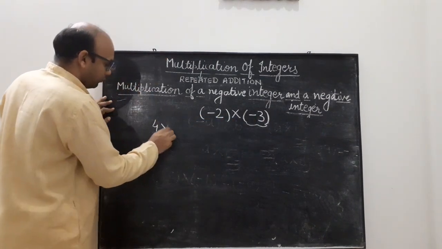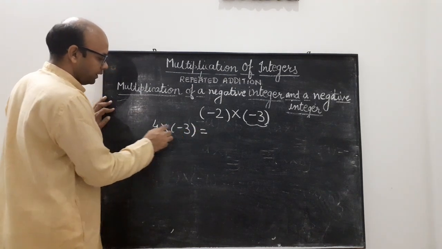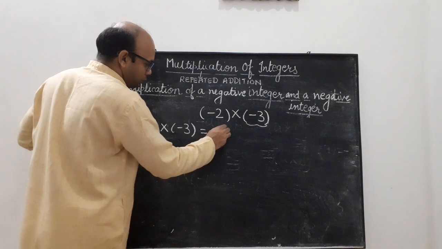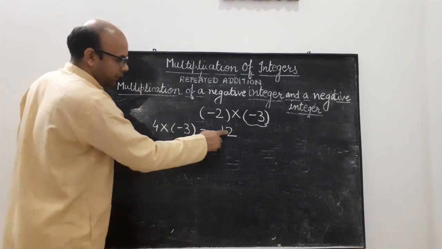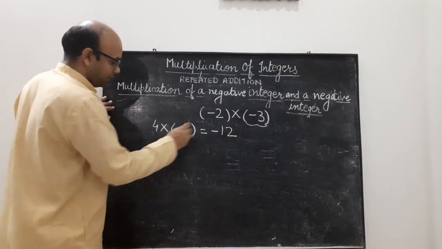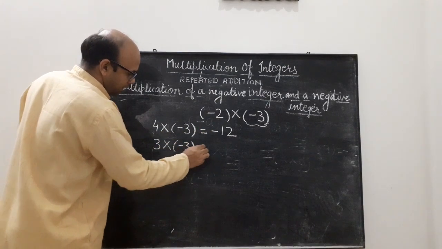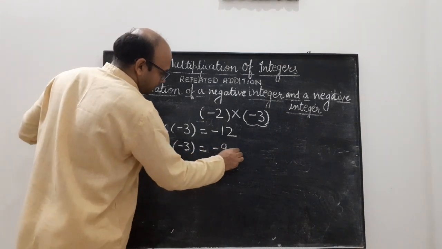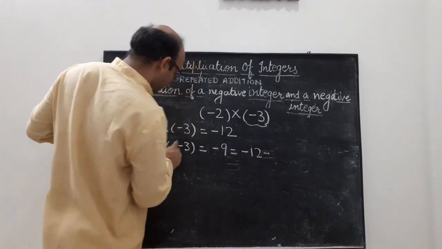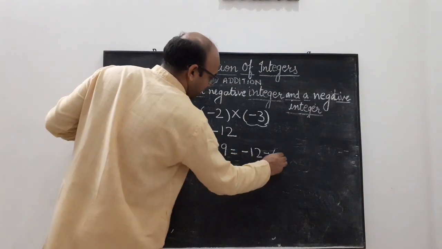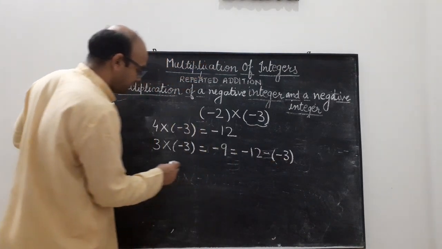if I write 4 into minus 3, it means I am adding minus 3 four times. The outcome is minus 12. How did we get this? 4 into 3 is 12, and we put the negative sign. 3 into minus 3 is minus 9. This is nothing else but minus 12 minus of, since we are taking minus 3 one less number of times, minus 12 minus of minus 3.